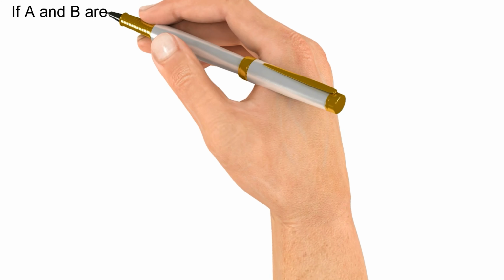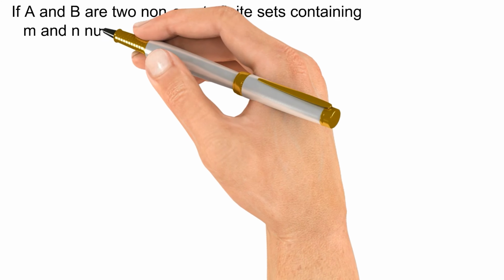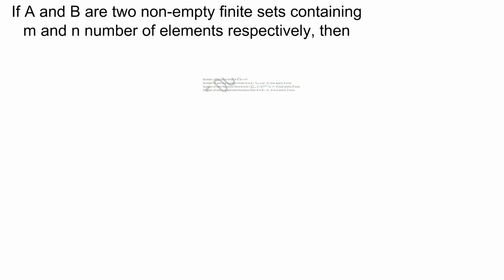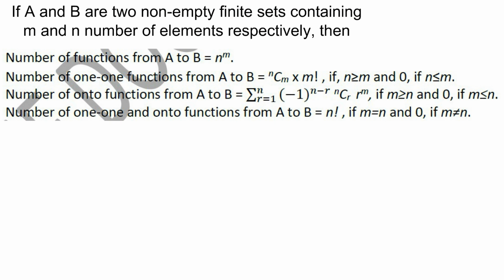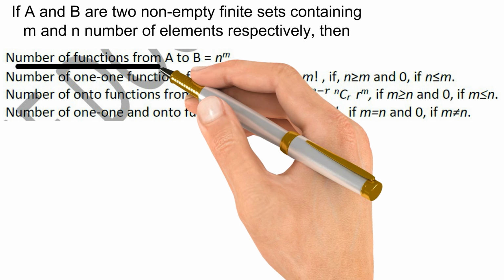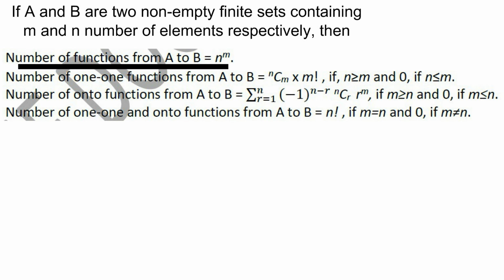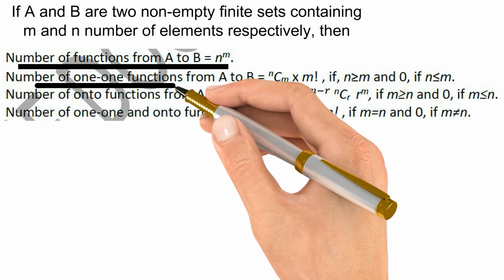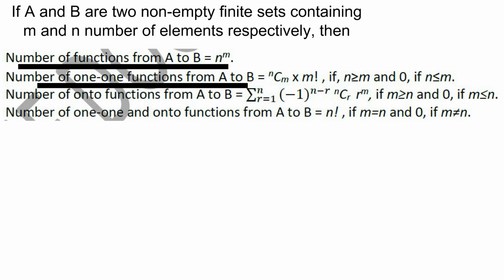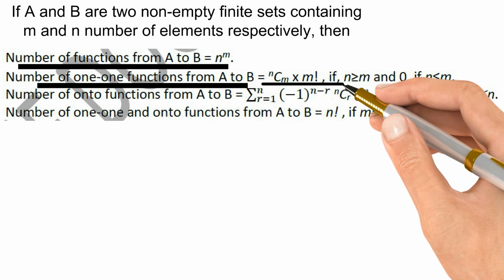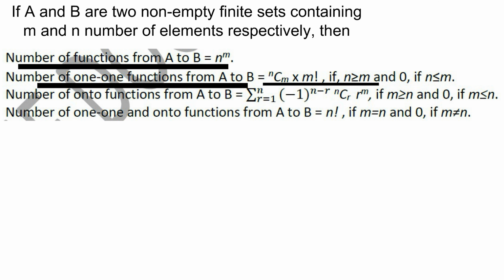Now if A and B are two non-empty finite sets containing m and n number of elements respectively, then the number of functions from A to B equals n to the power m. The number of one-to-one functions from A to B equals nPm, that is nCm into m factorial, if n is greater than or equal to m, and 0 if n is less than m.